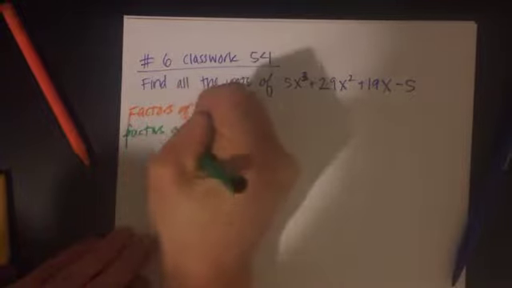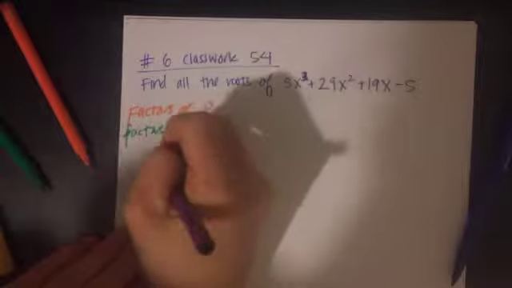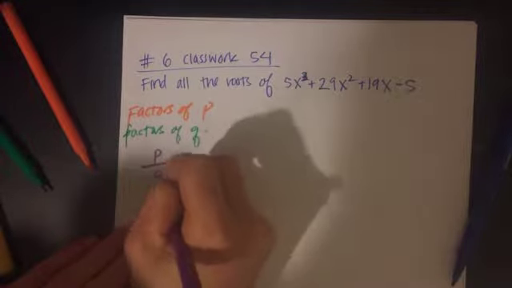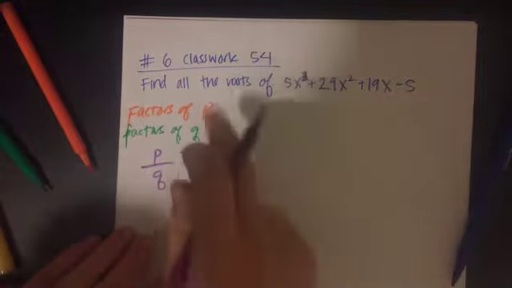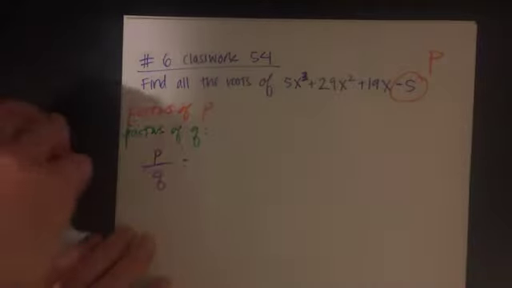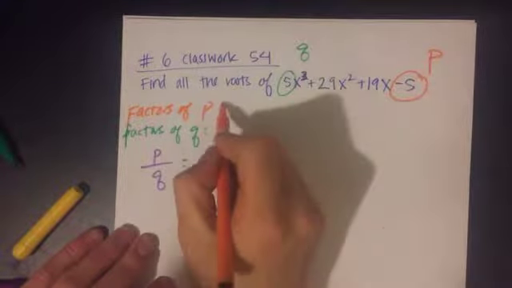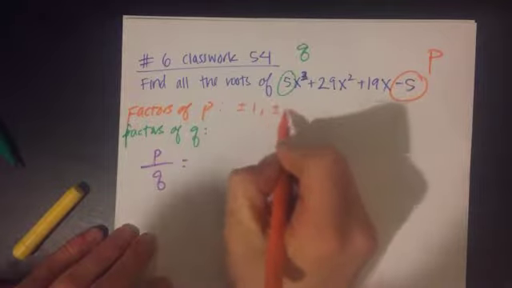the factors of q. And then, to figure out all of my possible roots, we're going to write all my factors of p over all my factors of q. Now, what's p, what's q? This is p, and this is q. So, my factors of p are plus minus 1, plus minus 5.